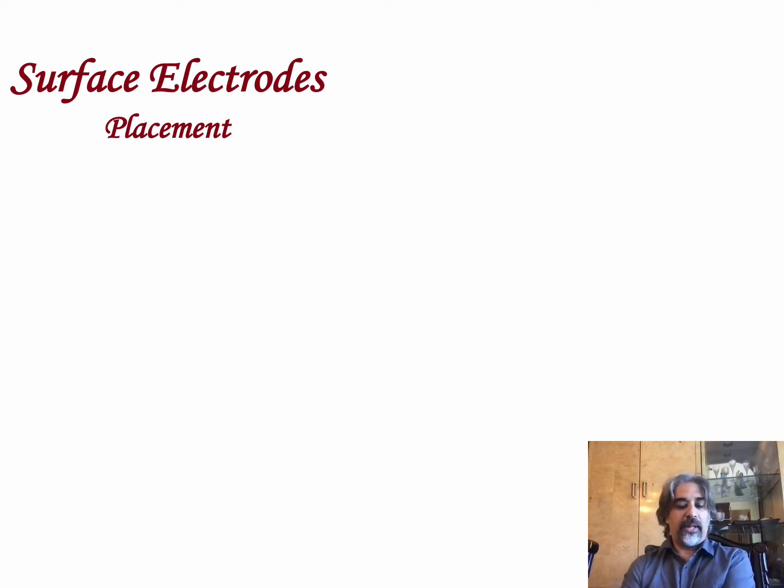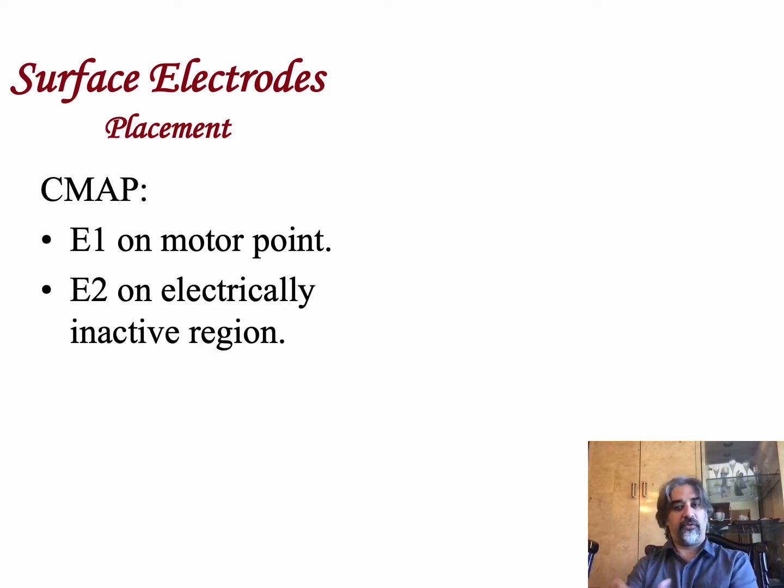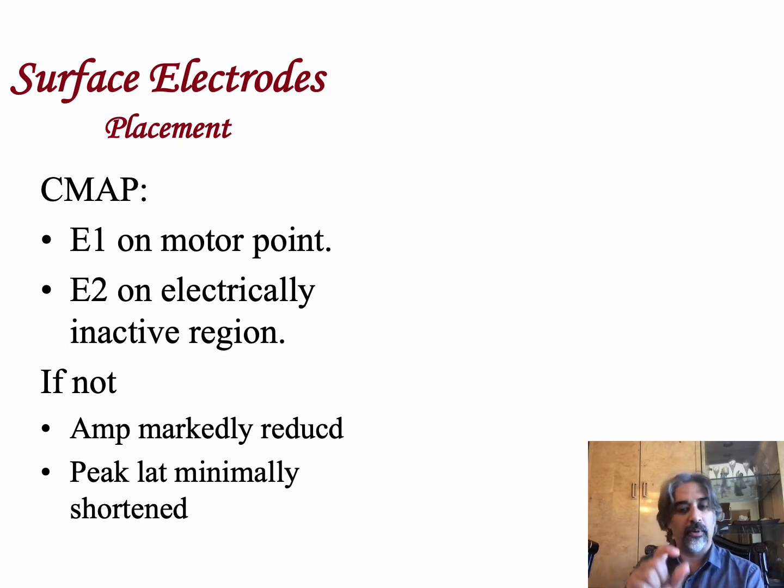Surface electrode placement is really important for this reason. If you put things too close together, then things are going to cancel out. If you don't put them close enough, then you're going to have noise seeping in. For motor studies, we want to put E1 or active on the muscle belly, kind of where the neuromuscular junction would be. So that's the midpoint between the tendons. And E2 should be somewhere nearby, which would be on the tendon or on the bone nearby.